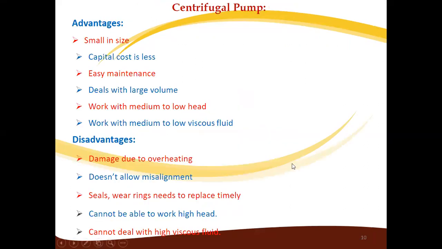Now, there are different advantages and disadvantages of this centrifugal pump. The advantages are: small in size, and the capital or initial cost is less. This pump is easy to maintain. It deals with large volumes of water. It can work for low or medium head also, so if the height is low or medium, we can use this centrifugal pump. And it can work with medium to low viscous fluid, so some oil having some viscosity can also be pumped using this centrifugal pump.